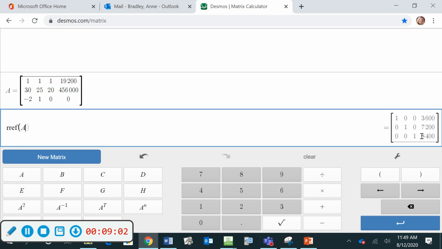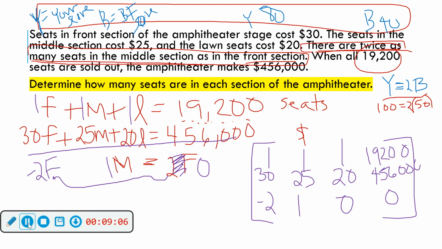Now, step 4 was answer the question. I've highlighted the question. I strongly suggest you do the same when you get to your exam. And you may be wondering, how can I highlight on the test? Actually, within Illuminate, that is one of the things they allow you to do, is highlight the text as you go through it, actually on the screen. So determine how many seats are in each section. Okay, so again, I came up with an answer of 3,600, 7,200, and 8,400. So now, I need to write that down as a complete sentence. That's very important.